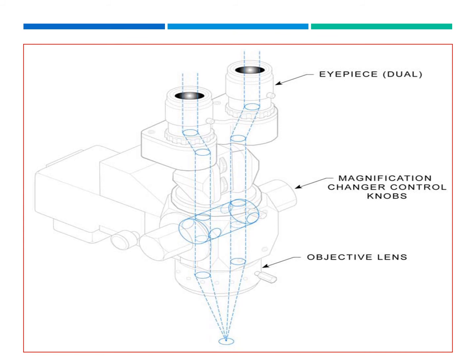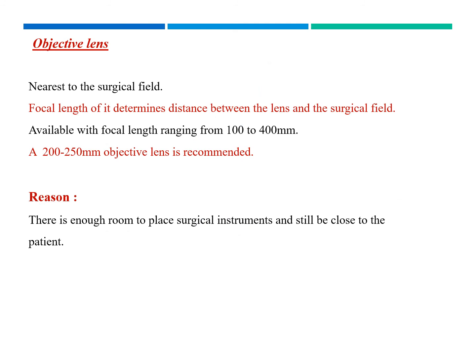This is a skeletal diagram in which you can appreciate where the eyepiece is, the eyepiece lens, the magnification changer where the lenses keep changing, and then the objective lens which will finally focus. The objective lens is basically the nearest to the surgical field. Its focal length determines the distance between the lens and the surgical field, and it is available with focal lengths ranging from 100 to 400 mm. A 200 to 250 mm objective lens is always recommended. This is because there should be enough room to place surgical instruments and still be close to the patient.